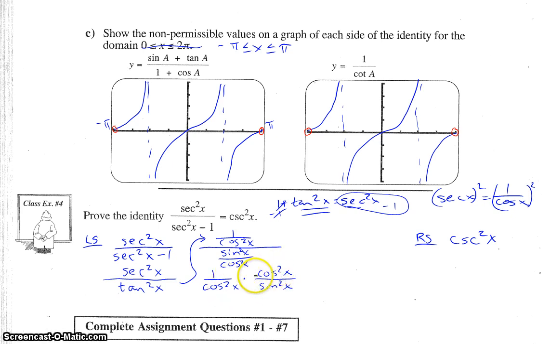Okay, so we have cos squared on top here, which can cancel with cos squared on the bottom there, and we then have 1 over sine squared. Oh, that sounds familiar. What's 1 over sine squared equal to? That's right, cosecant squared, because cosecant is 1 over sine. So square them, and there we go. Yahoo! Thus it is proven, QED, left side equals right side. Question done.